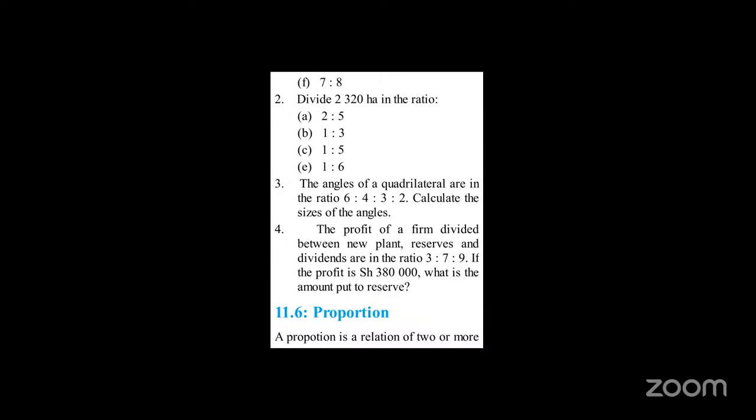the proportion. Under proportion, we'll be able to understand that in this case, we are going to talk of ratios, how they compare, two or more of them. For example, we can have two ratios being compared to see which one is greater or how they are similar to each other.